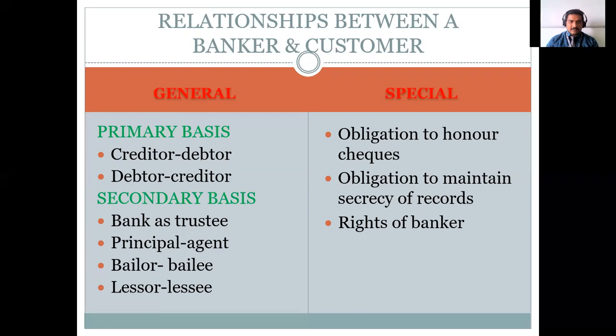Under general relationship, we have two types: one is primary basis, another is secondary basis. Under primary basis, we have two kinds of relationship between a banker and customer, that is creditor-debtor relationship and debtor-creditor relationship. Under secondary basis, we have four types: bank as a trustee, principal-agent relationship, bailor-bailee relationship, and lessor-lessee relationship. These are the types in the general relationship between a banker and customer. We are going to discuss them one by one in this session.